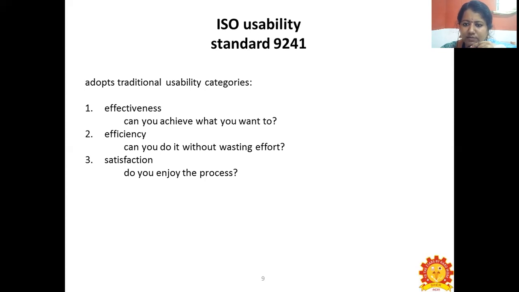Effectiveness questions: can you achieve what you want to? Under efficiency, it questions: can you do it without wasting effort? Under satisfaction, it questions: do you enjoy the process? So these are the traditional usability categories that come under the ISO usability standard 9241: effectiveness, efficiency, and satisfaction.